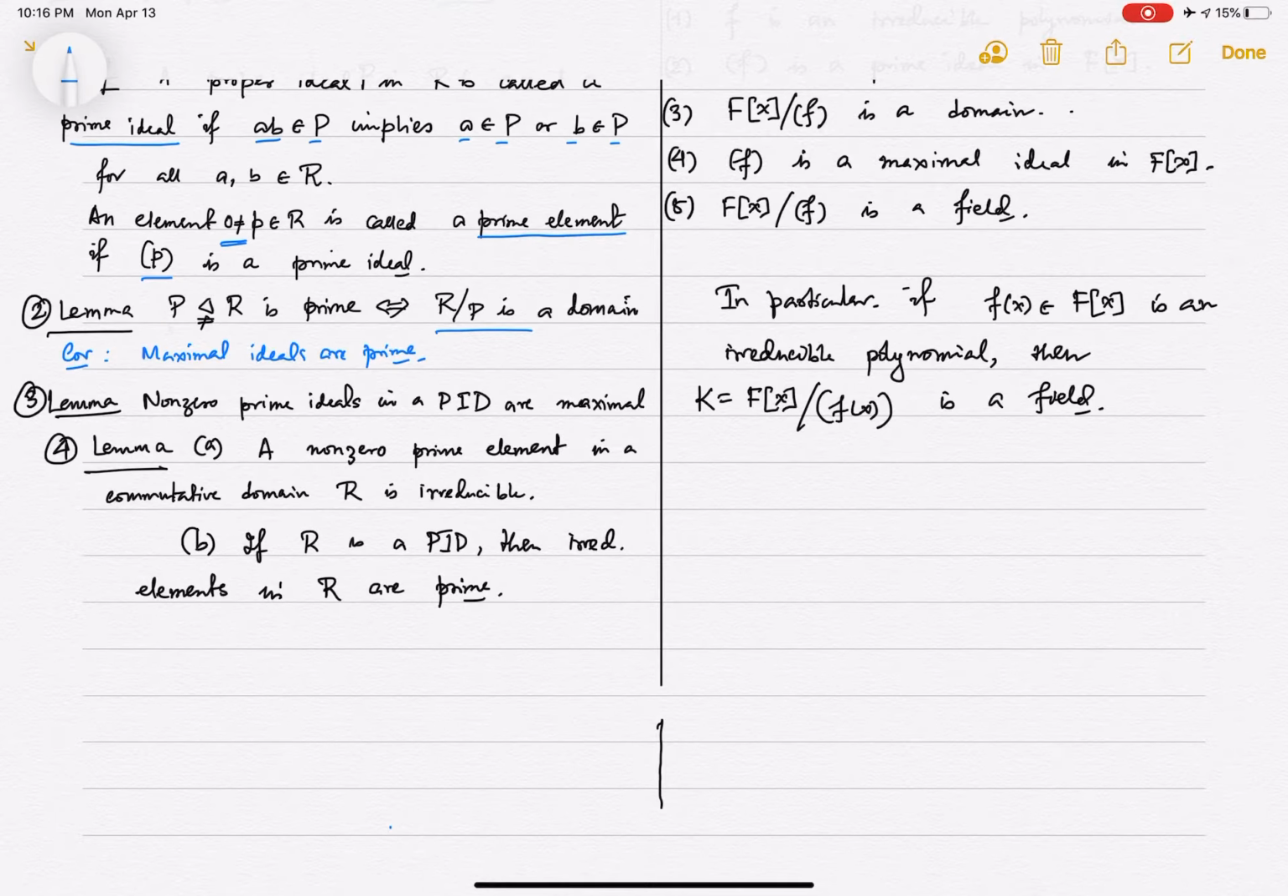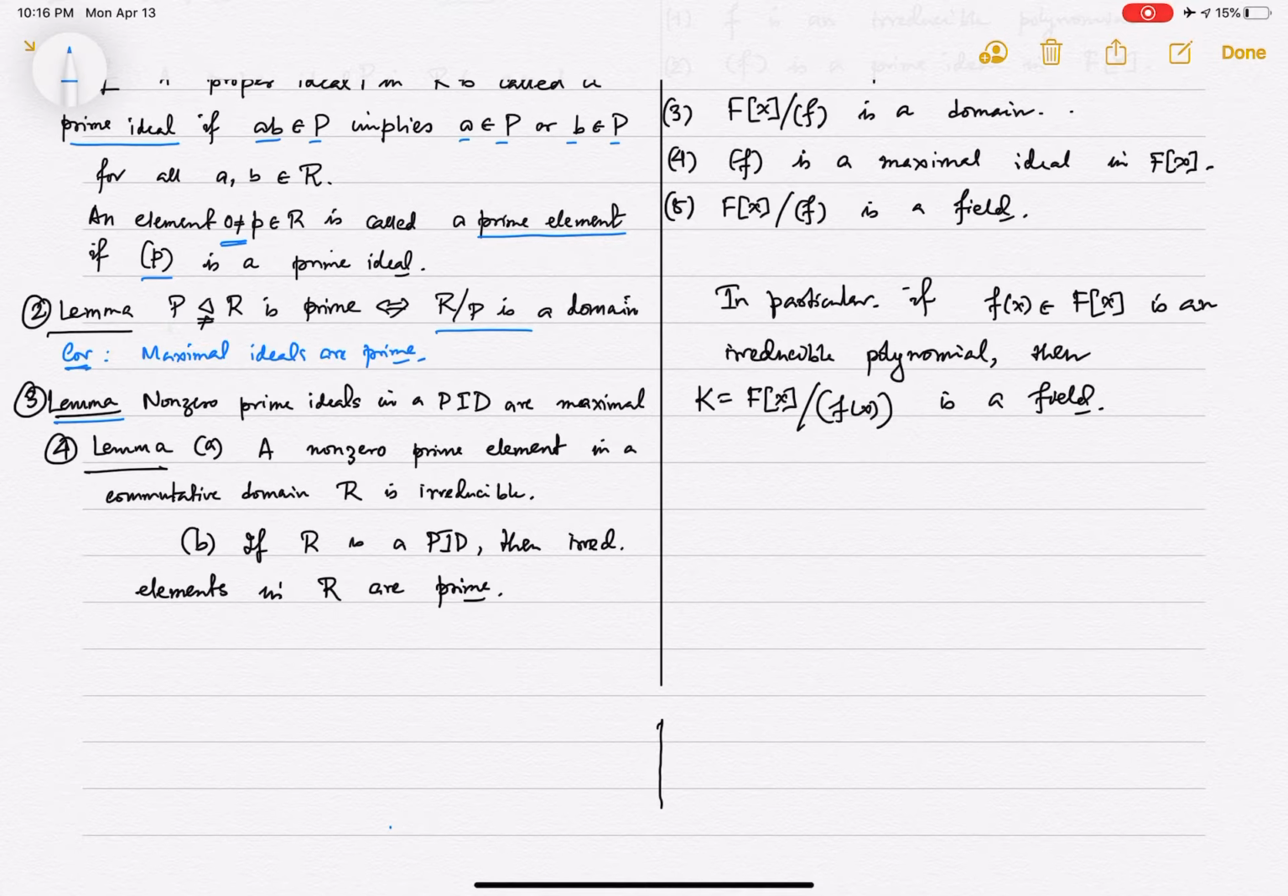So in a PID, the prime elements and the irreducible elements are basically the same thing. Oh, and then I missed this lemma here. It says that non-zero prime ideals in a PID are maximal. Oh no, I did say that. That's sort of the converse of the statement that maximals are prime.